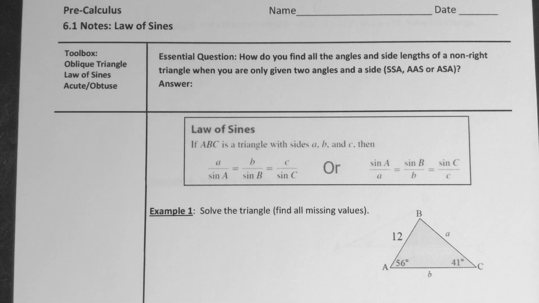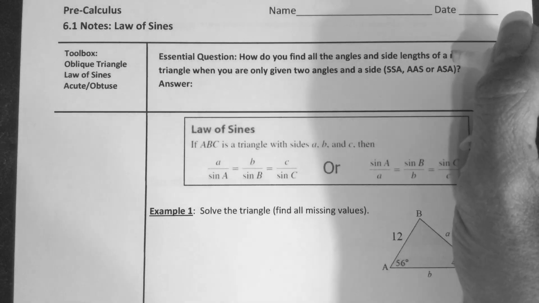Today's lesson is going to cover law of sines. As we look at the essential question, it will direct us as to what is going to be covered. So how do you find all the missing angles and side lengths of a non-right triangle? A non-right triangle is also known as an oblique triangle.